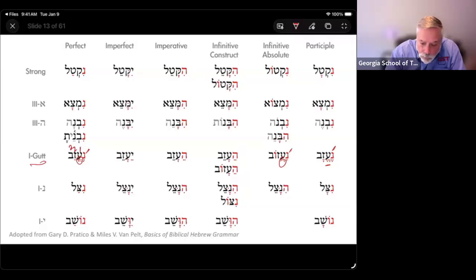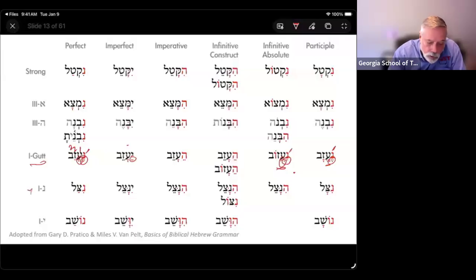But in the infinitive absolute, it's going to use the patah hateph vowel. The result is the nun prefix will retain or use, instead of the hireq, the vowel from the hateph vowel. That's all that is. You've seen that before. Here in the first guttural, you can't put the dagesh forte, so you get compensatory lengthening. Everything else is the same.